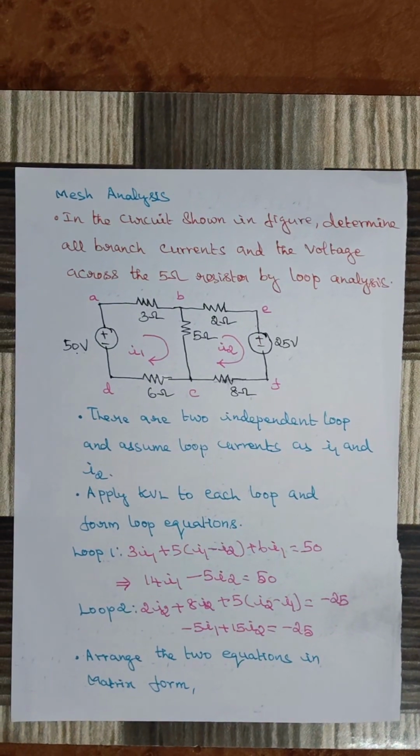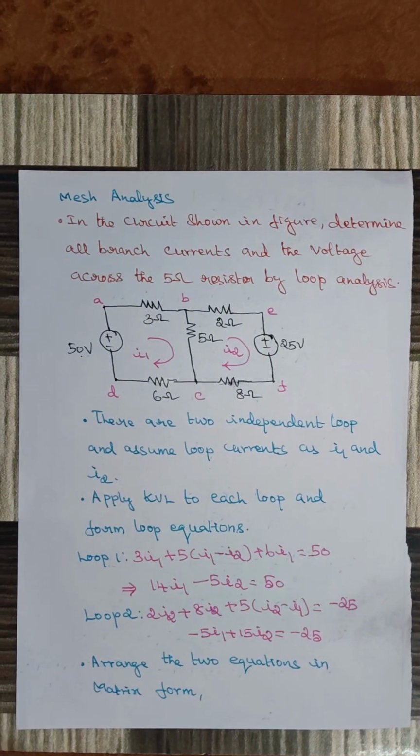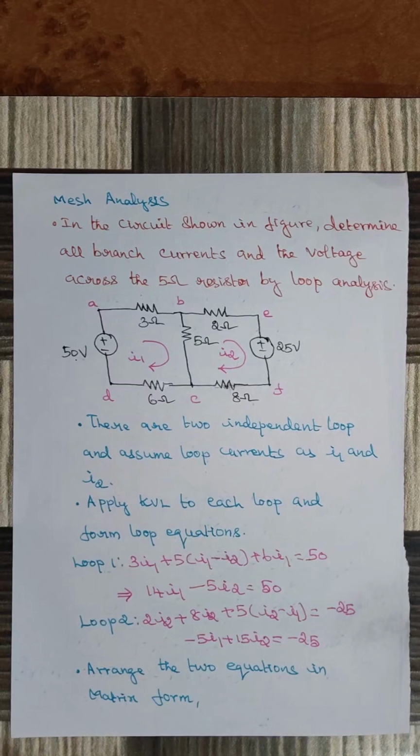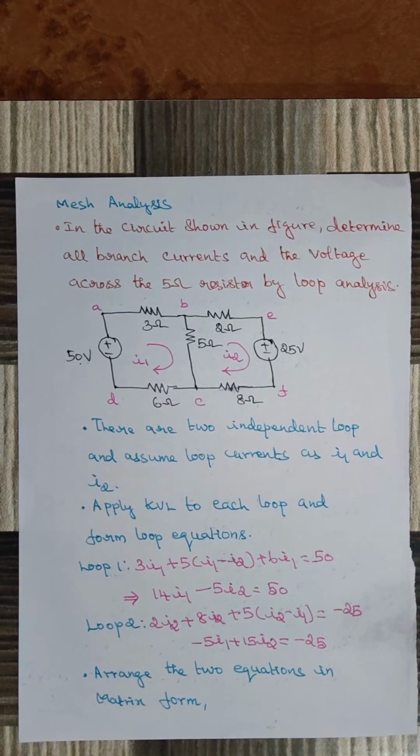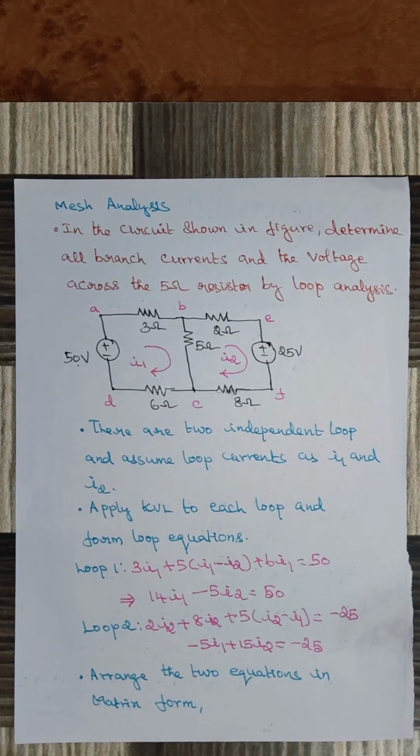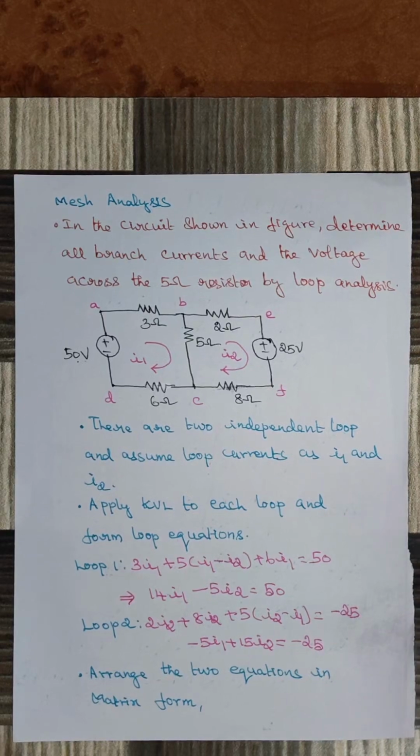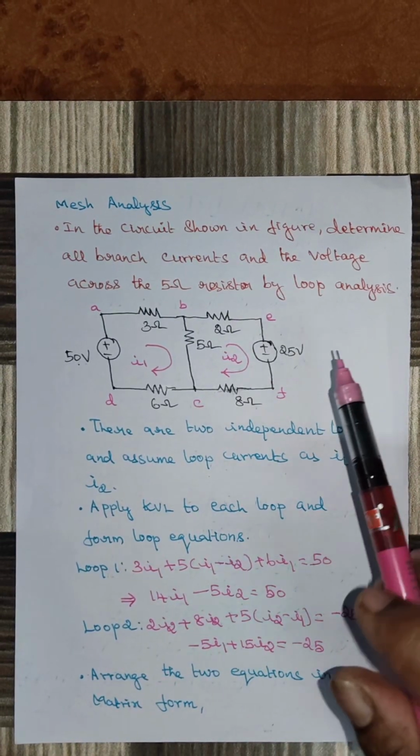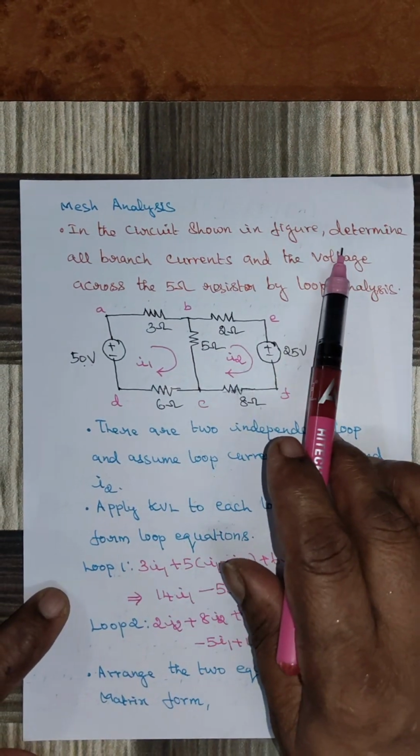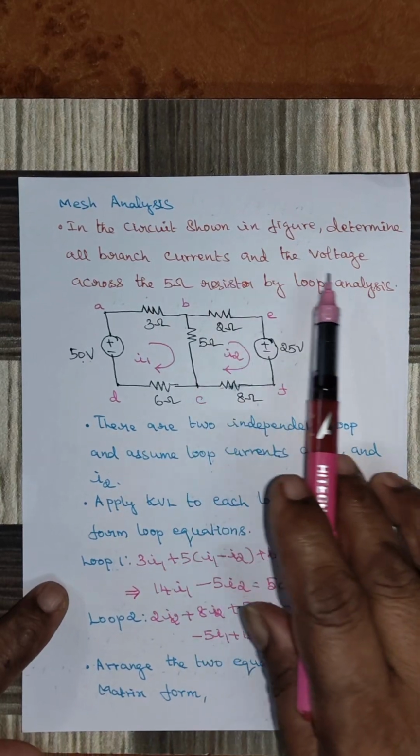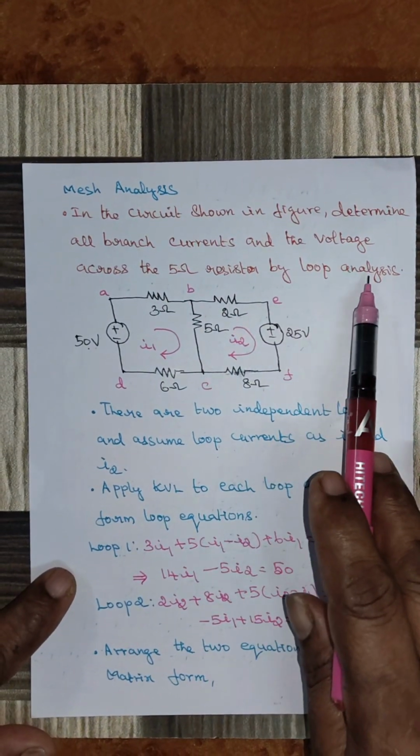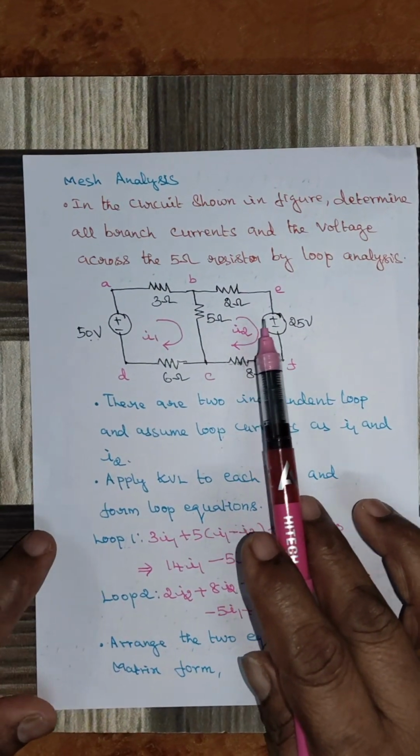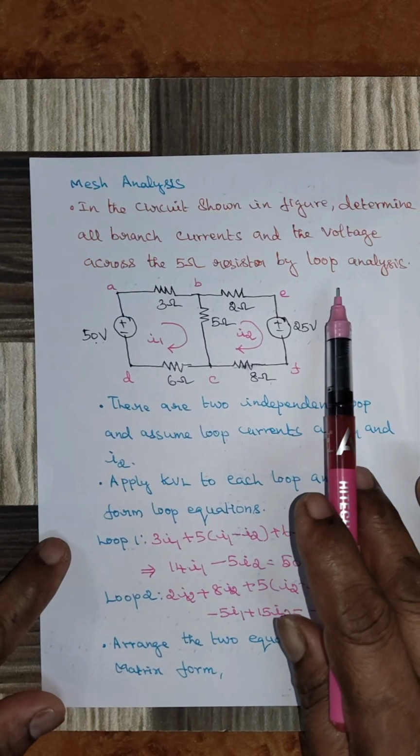Good evening, students. Today we are going to see what is mesh analysis and how it can be used to find various currents flowing through a circuit branch. So the problem given is: in the circuit shown in figure, determine all branch currents and voltage across 5 ohm resistor by loop analysis. Mesh analysis is also called loop analysis.